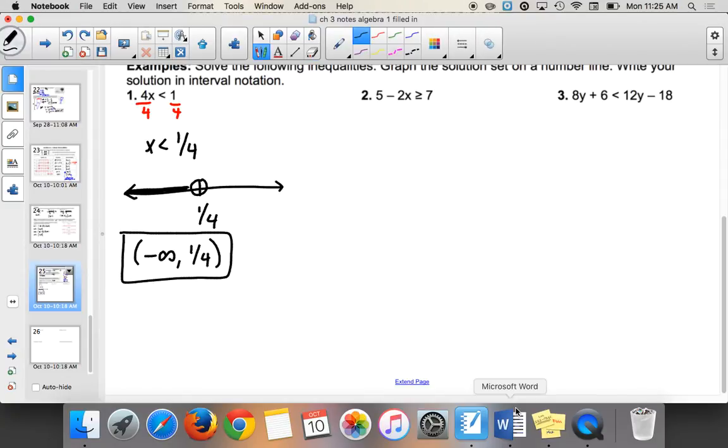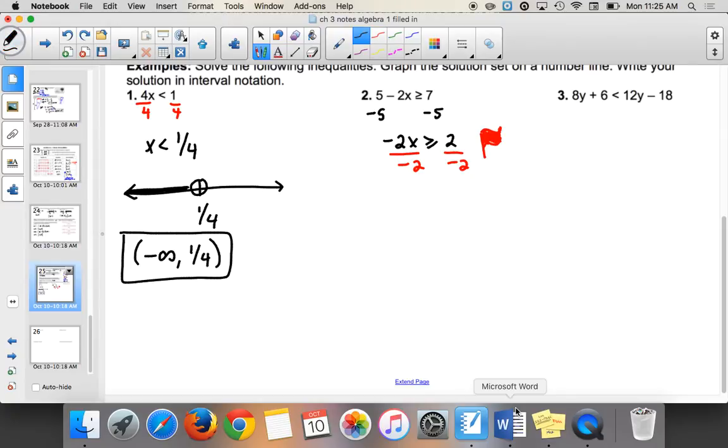So this next one, we're solving it just like it's an equation. So I'm subtracting 5, subtracting 5. I have -2x is greater than or equal to 2. I'm dividing by -2. When I divide or multiply by a negative number, that's when it's important. I always call this the red flag rule. So I'm drawing a little red flag.